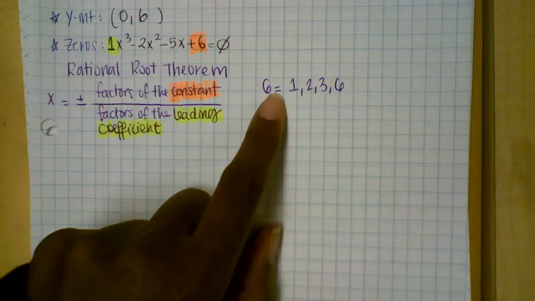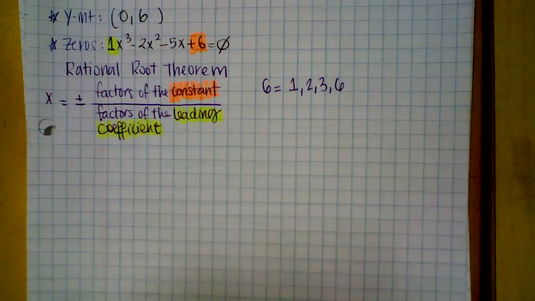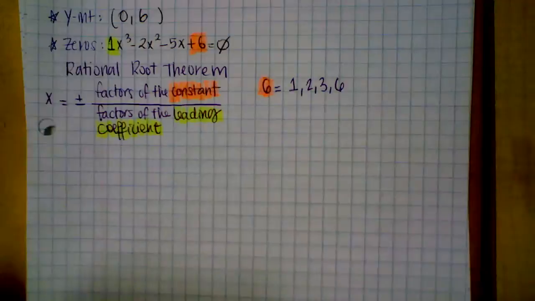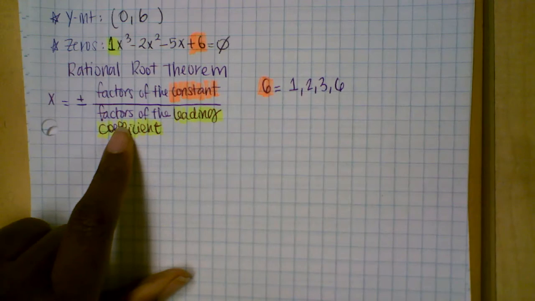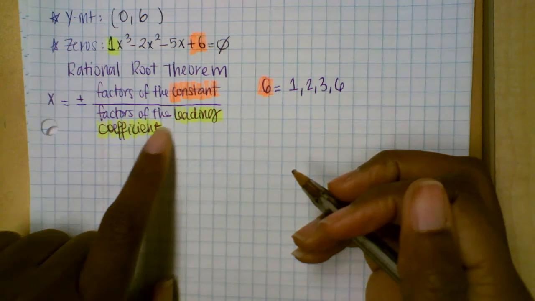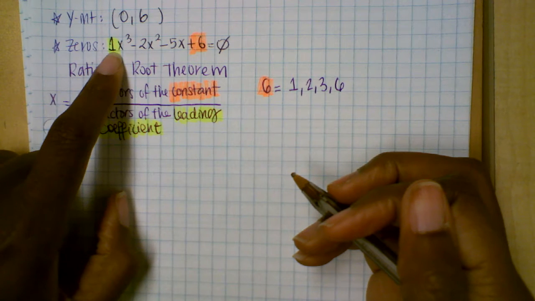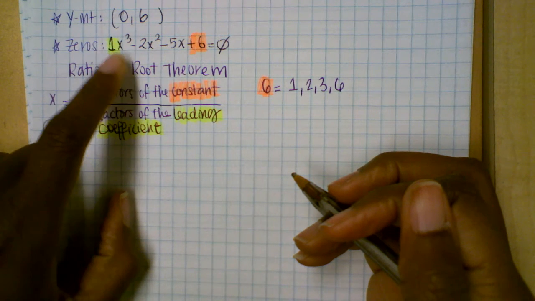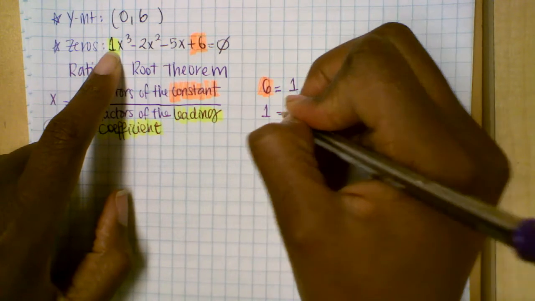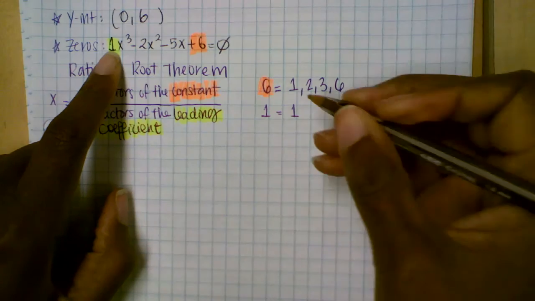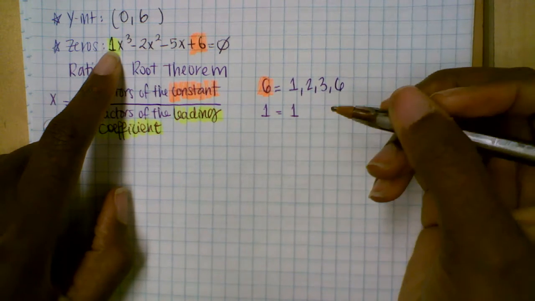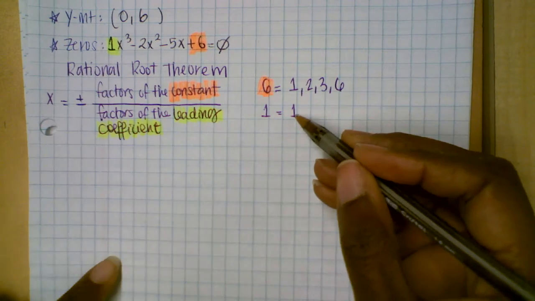So what do I get? 6 represents the constant, so you want to list out the factors of the constant. Now, below the fraction line, you list the factors of the leading coefficient. The leading coefficient is the number in front of the leading term, which is 1. If you don't see a number, it's not 0, but 1. So what are the factors of 1? It's 1, not 1, comma 1. You only list the factor once if they're the same. So it's just 1.